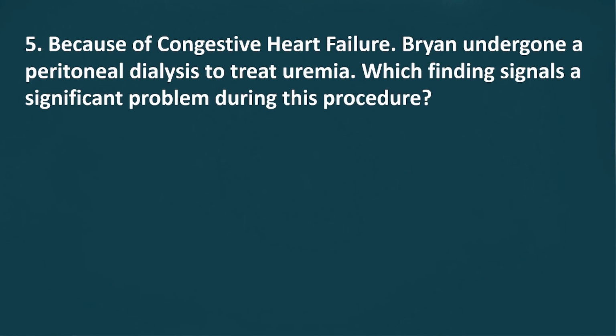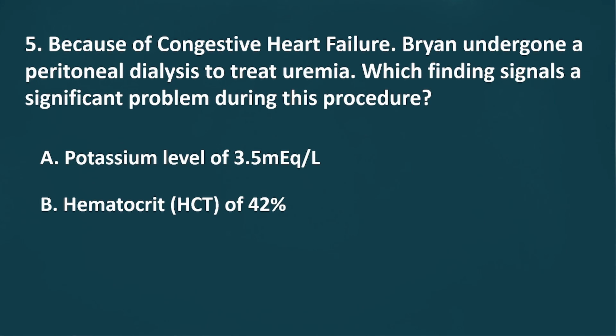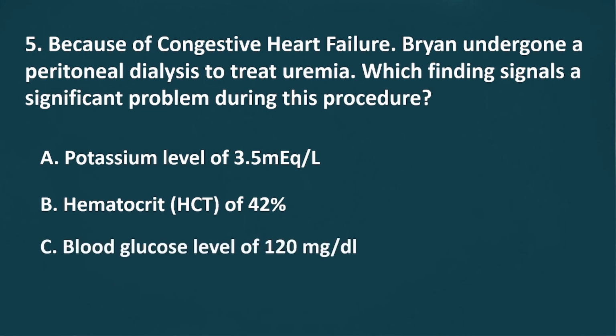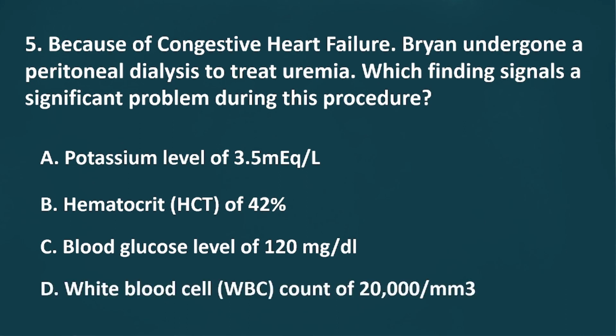A. Potassium level of 3.5 milliequivalents per liter. B. Hematocrit (HCT) of 42%. C. Blood glucose level of 120 milligrams per deciliter. D. White blood cell (WBC) count of 20,000 per cubic millimeter.